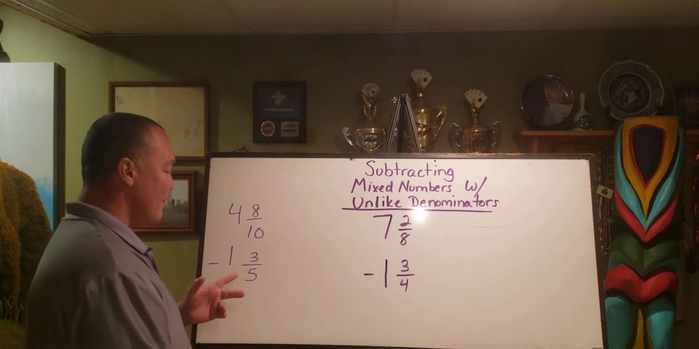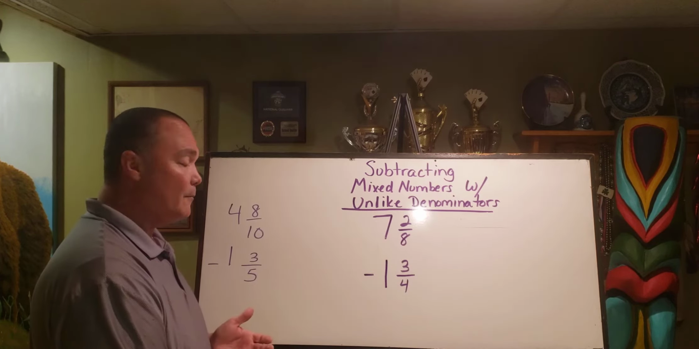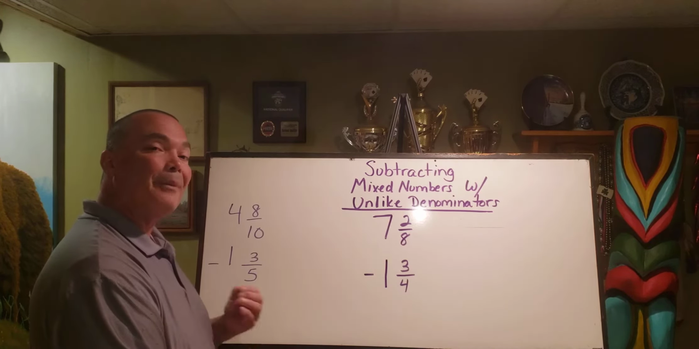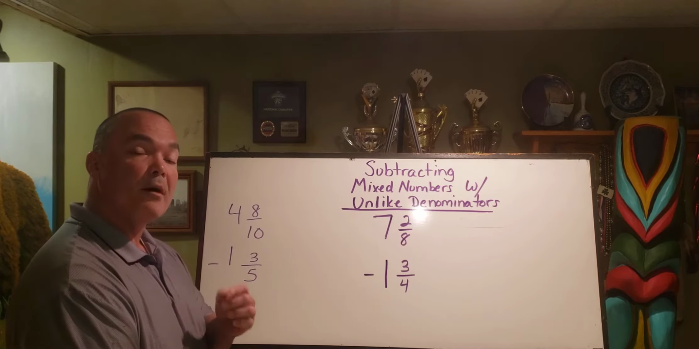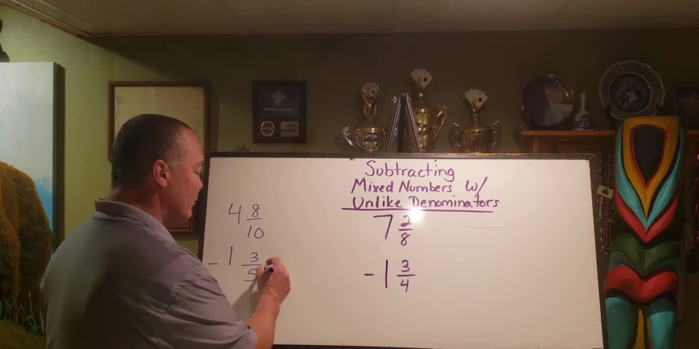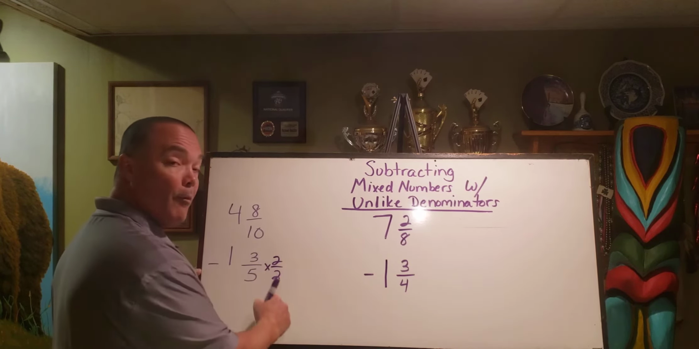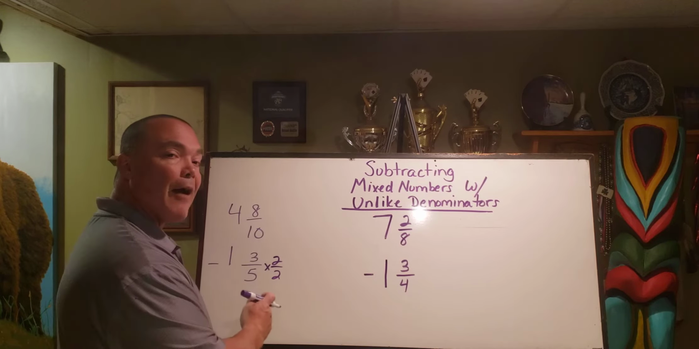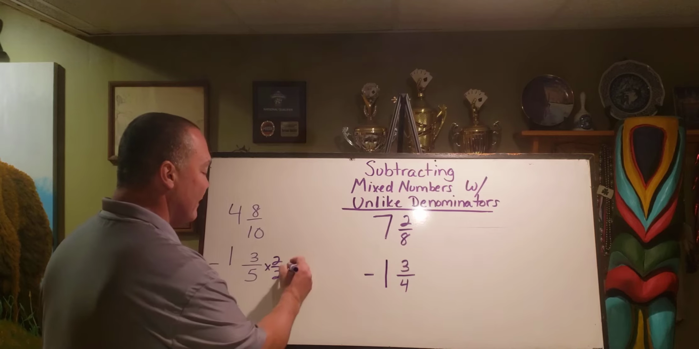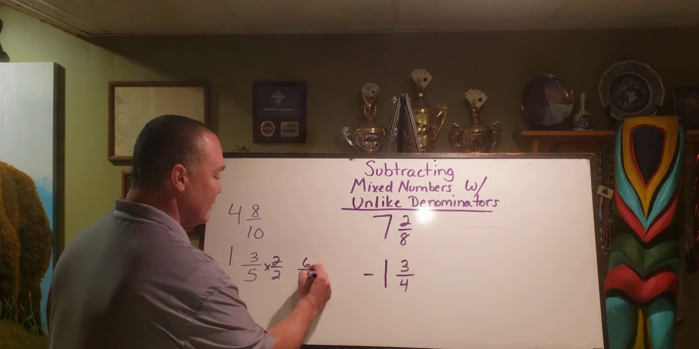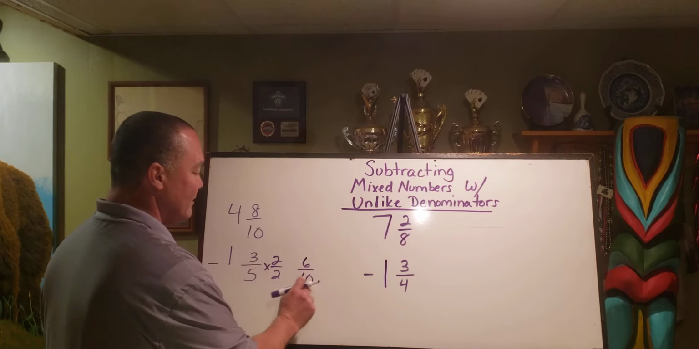So I know that if I want to get that 5 to turn into a 10, I'll multiply it by 2. But if I multiply the bottom, I have to multiply the top. So 2 over 2 is a form of 1 whole. So I can multiply this fraction by 2 over 2, a form of 1 whole. And when I multiply fractions by a form of 1 whole, I get an equivalent fraction. So I'm going to get 6/10. 3 times 2 is 6. 5 times 2 is 10.